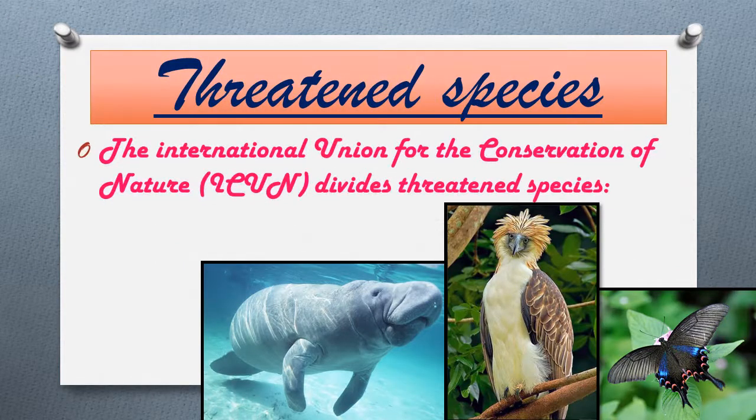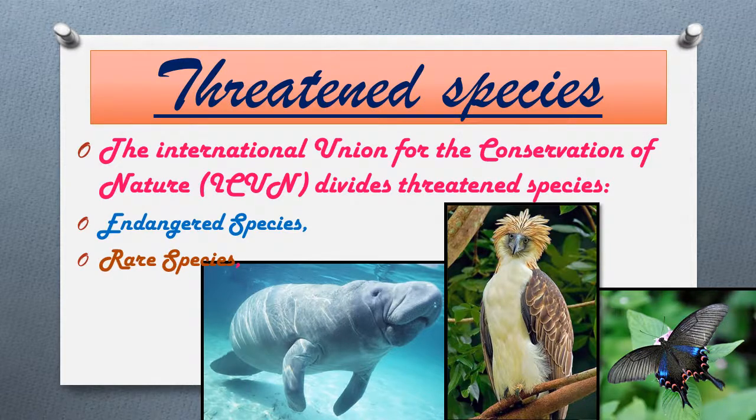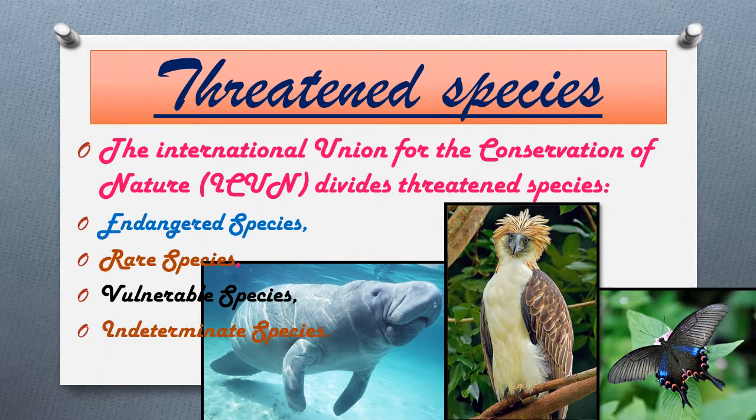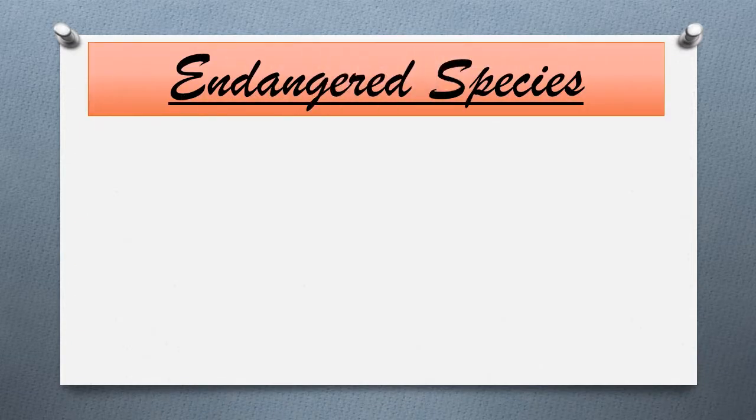Alright, now students, the International Union for the Conservation of Nature, that is IUCN, divides threatened species into 4 categories. The first is endangered species, next is rare species, third is vulnerable species, and fourth is indeterminate species. Let's understand all these 4 categories of threatened species one by one. First we have endangered species.